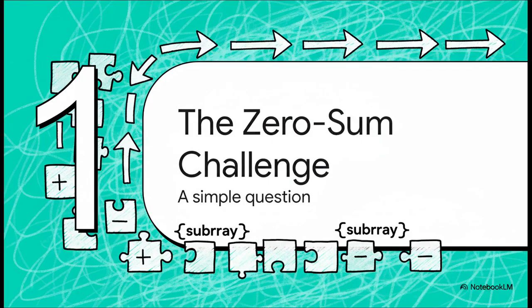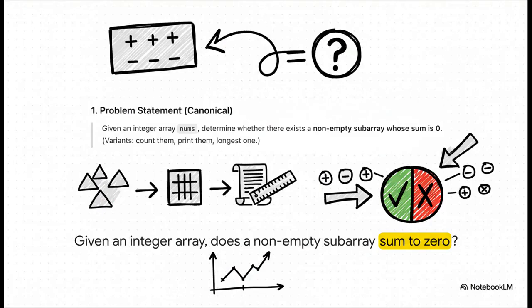Okay, so let's dive right in by setting up our core problem. Now, it looks pretty simple on the surface, but trust me, it's the perfect way to really get this powerful pattern. That's it. That's the whole question. We're not trying to find how many of them there are or which one's the longest. It's just a simple yes or no. Does a zero-sum subarray exist anywhere in there?